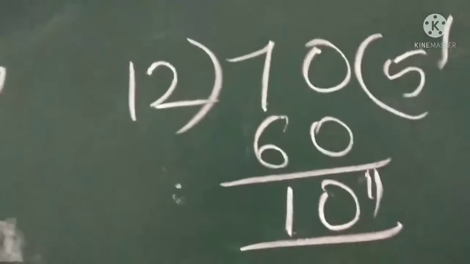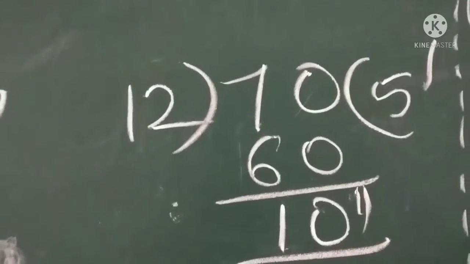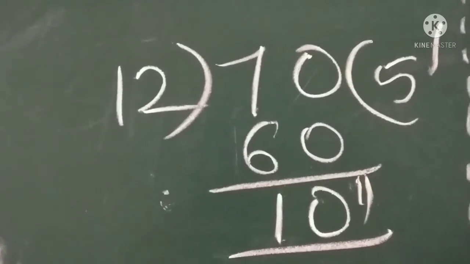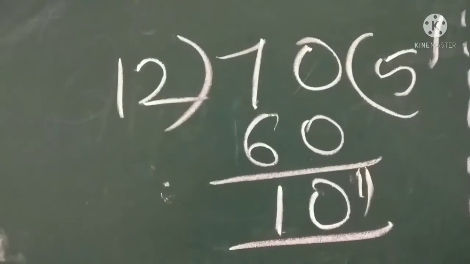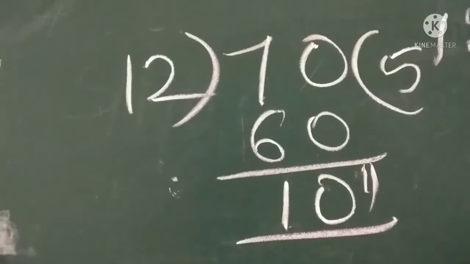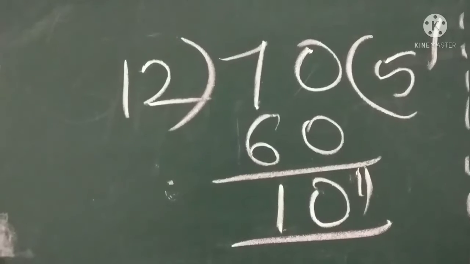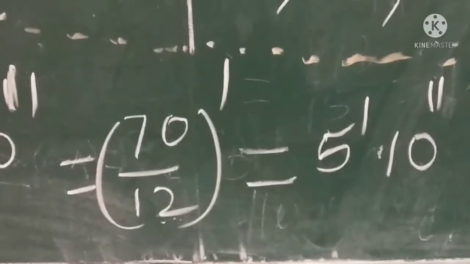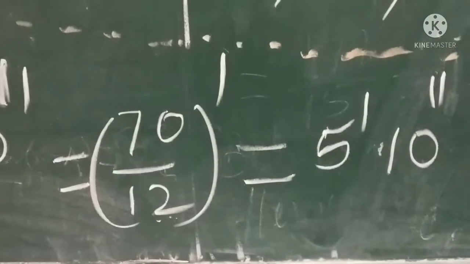How do we get it? That is 70 by 12. 12 5s are 60, 10 remainder. 5 is the quotient, which is feet, and 10 inches is the remainder. So the answer will be 5 feet 10 inches. Therefore, the median height is 5 feet 10 inches.